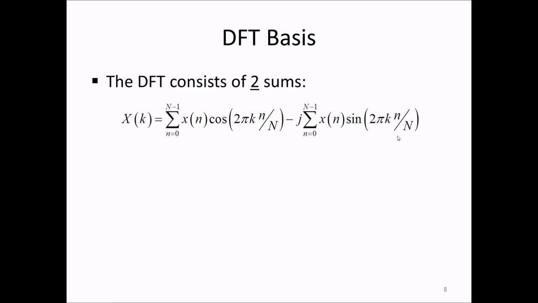Furthermore, the frequency k corresponds to k periods over the measurement time of the cosine and sine. So if k is 1, this cosine does one period when the lowercase n goes from 0 to N minus 1. For k equals 2, this cosine makes 2 periods in the measurement time, and so on.